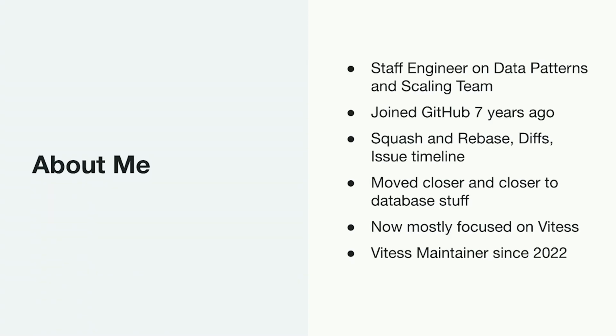My name is Schreiber. I'm a staff engineer at GitHub. I work on the data patterns and scaling team. I joined GitHub 7 years ago, and initially I worked on mostly feature work. So I built the squash and rebase functionality that some of you might know. I worked on the diffs view, on the pull request pages, and on the commit pages. I also worked on the issue timeline, comment view and all the label display and stuff like that.